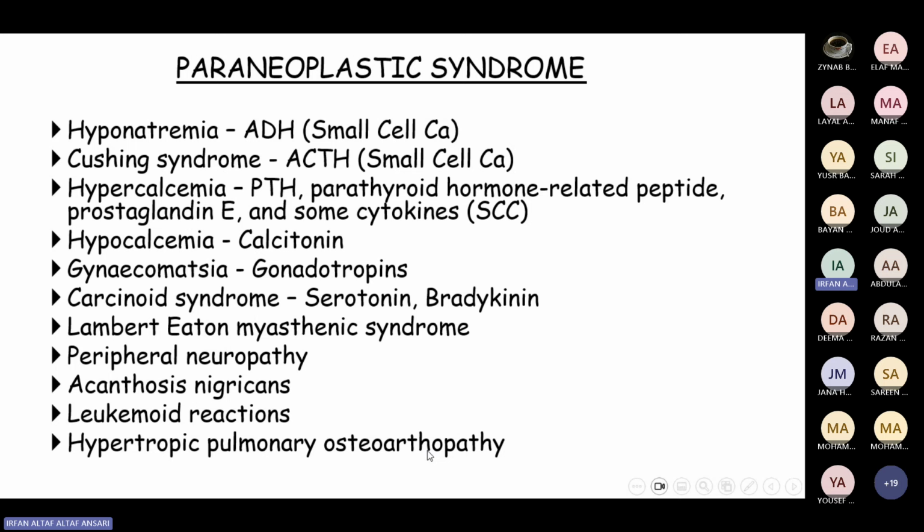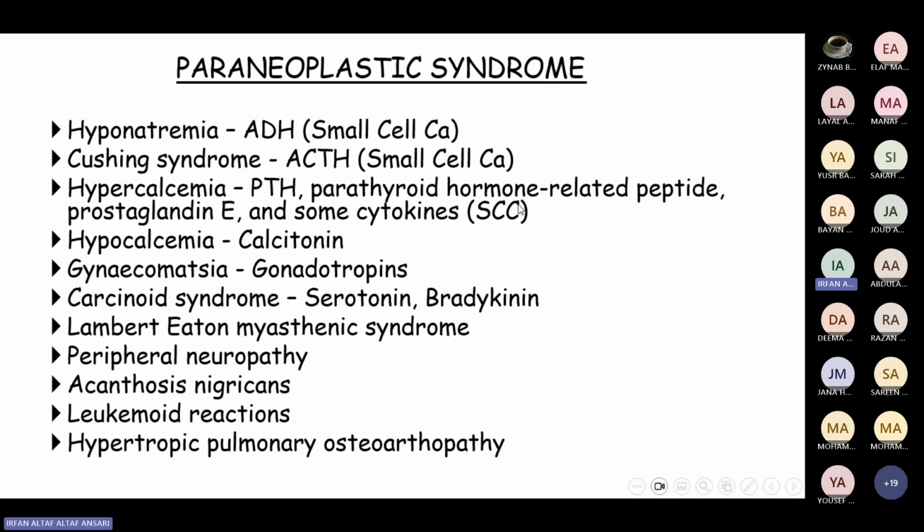Your patient will have bony destruction in the wrist joint and the fingers. These are all the paraneoplastic syndromes. But remember these hormones and the associated things: ADH, hyponatremia; ACTH, Cushing syndrome; PTH or parathyroid hormone related peptide, hypercalcemia; calcitonin, hypocalcemia; serotonin or bradykinin, carcinoid syndrome. So remember these hormones and their associations.